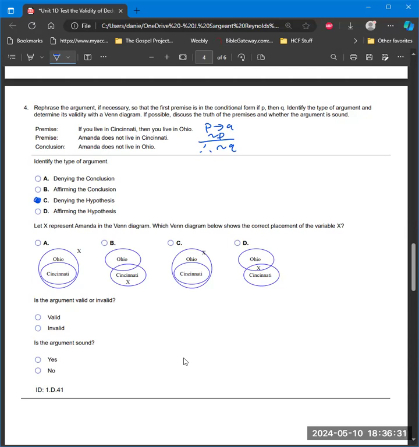And she could live somewhere else in Ohio, or maybe she doesn't live in Ohio. She just doesn't live in Cincinnati. So that's C. We don't know whether she lives in Ohio or not in Ohio. This argument is invalid, which makes it unsound.